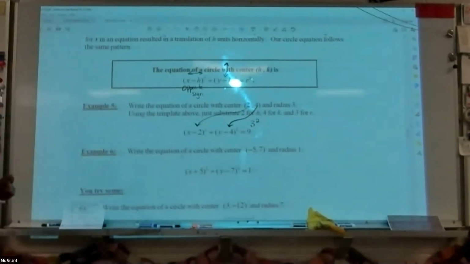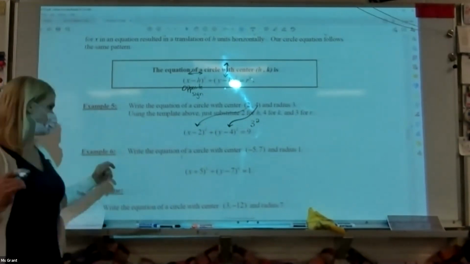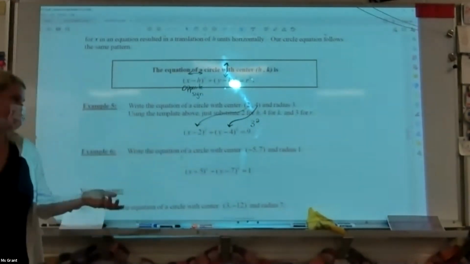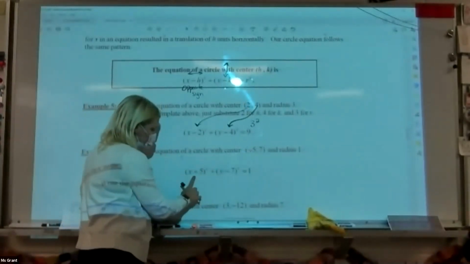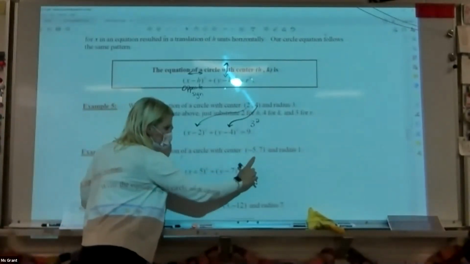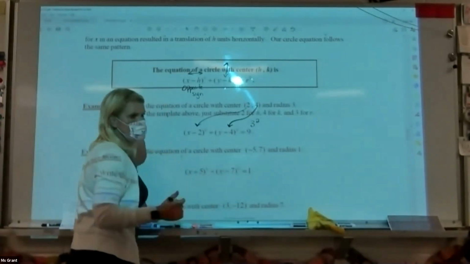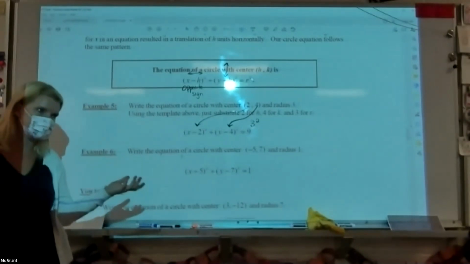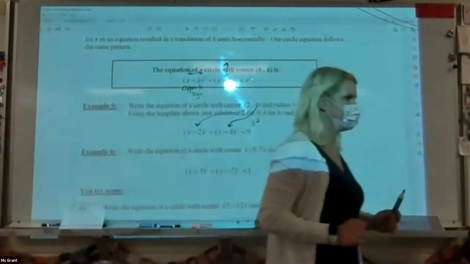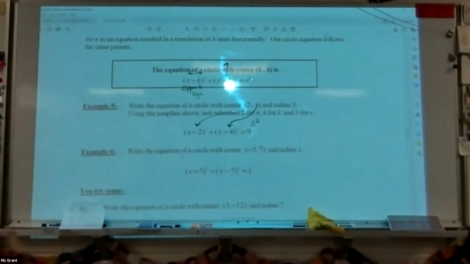Here, example 6. Write the equation of a circle with center (-5, 7) and a radius of 1. Well, it'll be (x plus 5) squared plus (y minus 7) squared equals 1. So again, number 6, you're like, yeah, okay, that's self-explanatory. I'm going to jump down and you are going to try some. Okay, I'm going to scroll down.